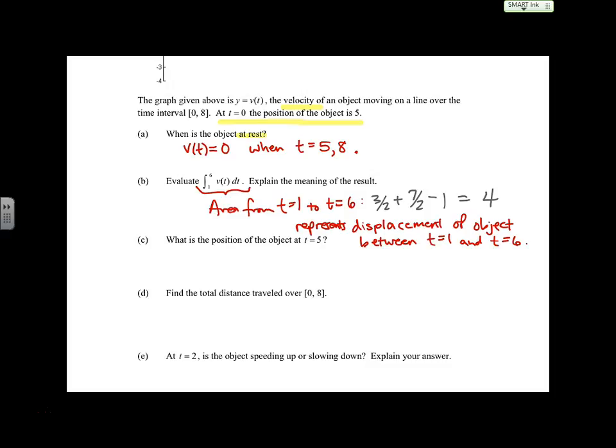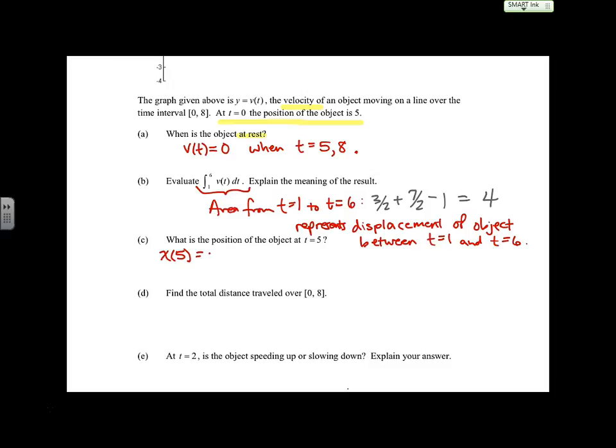What is the position of the object at t equals 5? Letter B is what's going on over the interval 1 to 6, how much the object is displaced. But letter C says at, how should my thinking change? Integration is that change. So we can say the position at 5, kiddos help me out, I was doing it yesterday a lot. How does integration is that change work?